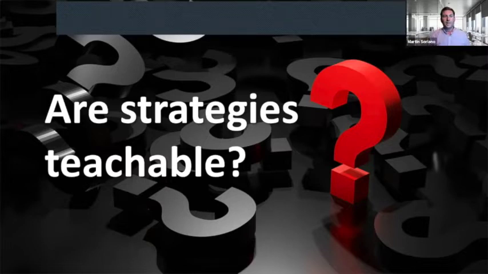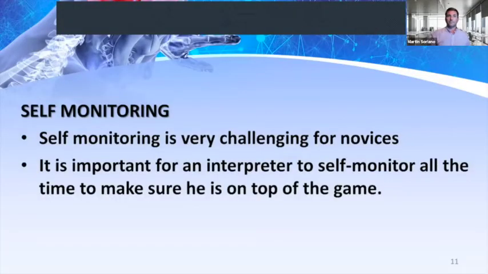Now, the most important thing is self-monitoring. Self-monitoring is one of the downsides to simultaneous interpreting, and it's sometimes due to the speed at which the message needs to be conveyed. The interpreter isn't able to catch everything, leading to some omissions of the message or nuances of the speech. It is important for an interpreter to self-monitor all the time and to make sure he's on top of the game. And this is one of the disadvantages that students have, because self-monitoring for them is very, very difficult. I wish I had been taught these strategies during my training.